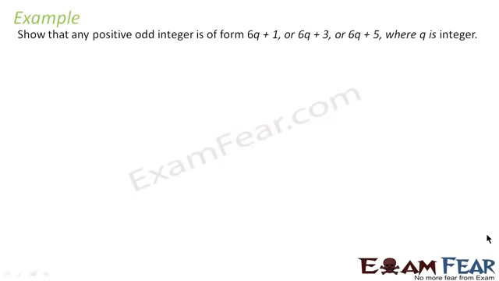We'll take one more example where we use this algorithm. We have to prove that any positive odd integer... So I'm talking about positive odd integers, numbers such as 1, 3, 5, 7, 9. Why? Because we are not taking the negative part, and we are talking only about odd integers. So these are the numbers we are talking about.